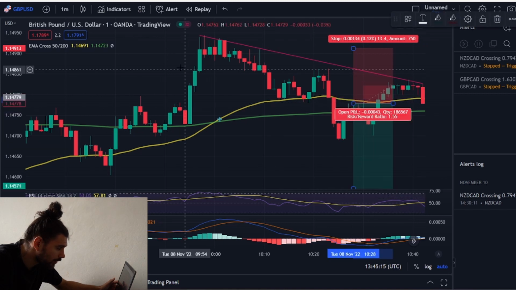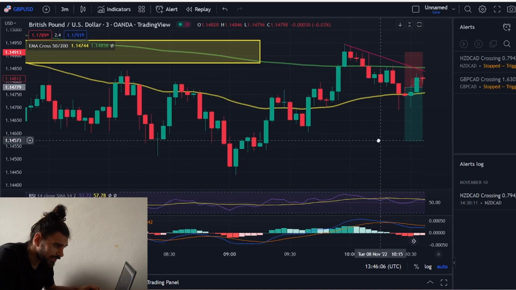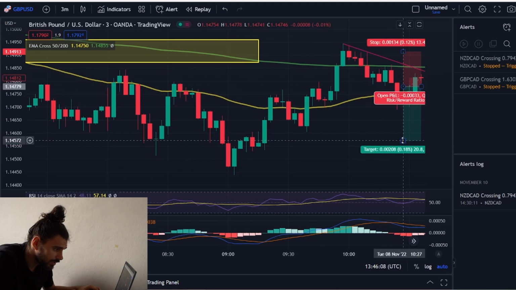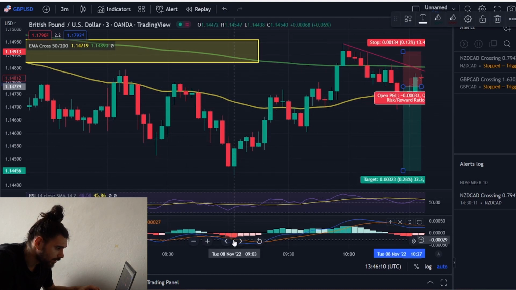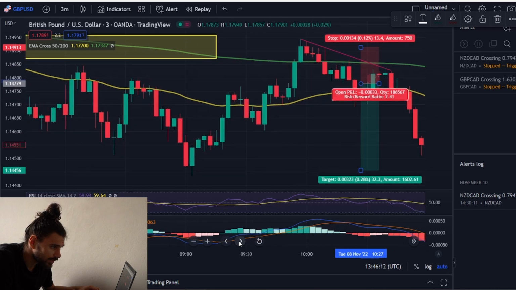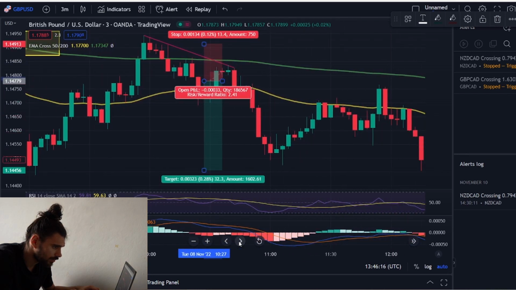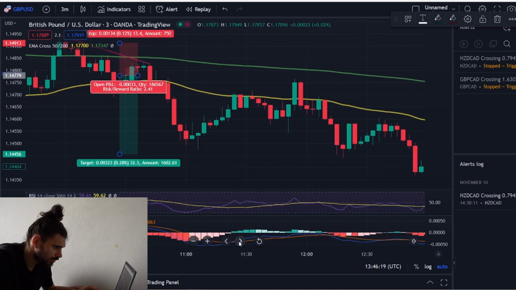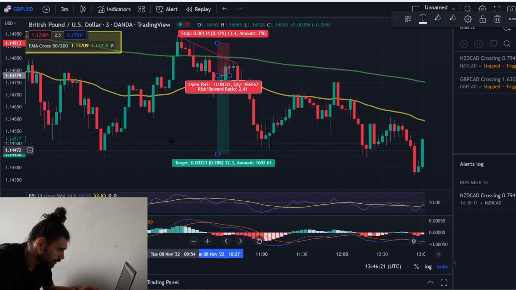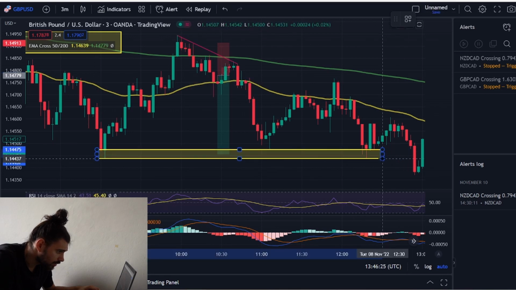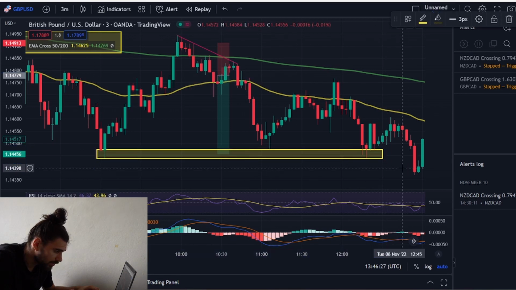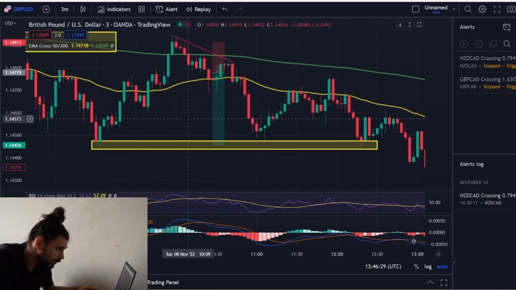So now going back to the 3 minute chart. Here is my entry. My target is here the previous low. So if I now let the market run, let's see what happens here. So here actually the market hit my first target already the first time, here the second time. So this was the quick trade.